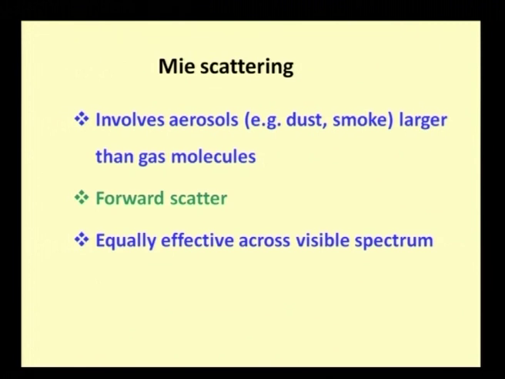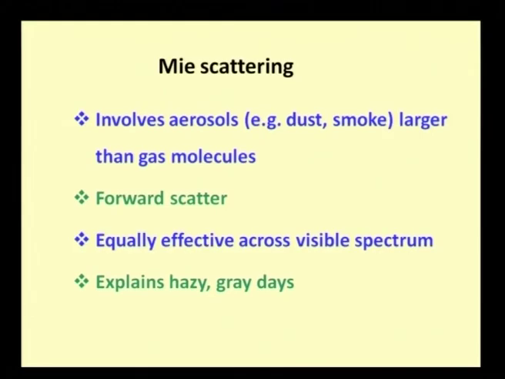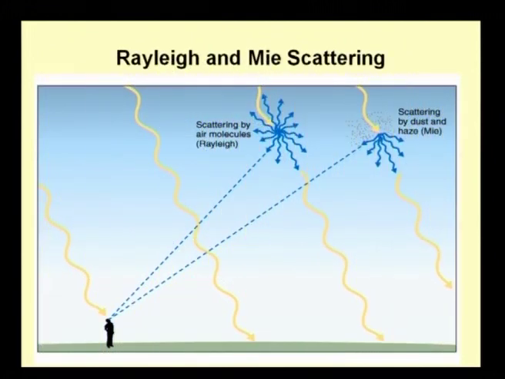So, in contrast to the first scattering, which was more effective in the short wavelength, the Mie scattering is equally effective in all wavelengths or all visible spectrum, that means from violet to red, and that is explaining the hazy gray days. Therefore, these are the more common scattering phenomena, and that is depicted in the diagram also. The first one is the Rayleigh scattering, and the second one is the Mie scattering.